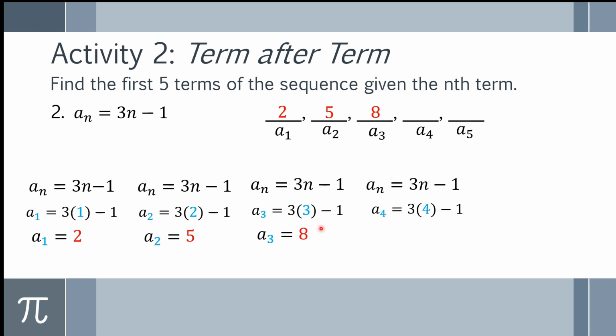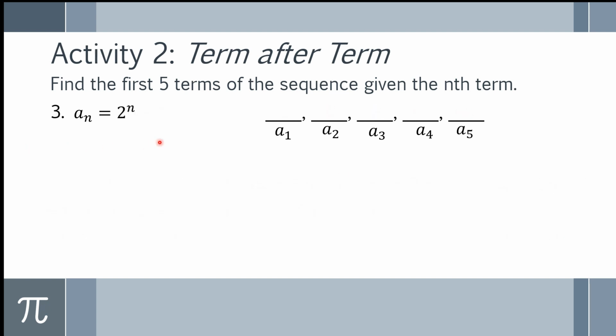For our fourth term, change the value of n by 4. So we have 3 times 4, that is 12 minus 1. It gives us 11. So our fourth term is 11. And for the fifth term, we will change the value of n by 5. So we have 3 times 5, that's 15, minus 1, that is 14. So our fifth term is 14. So we have 2, 5, 8, 11, and 14.